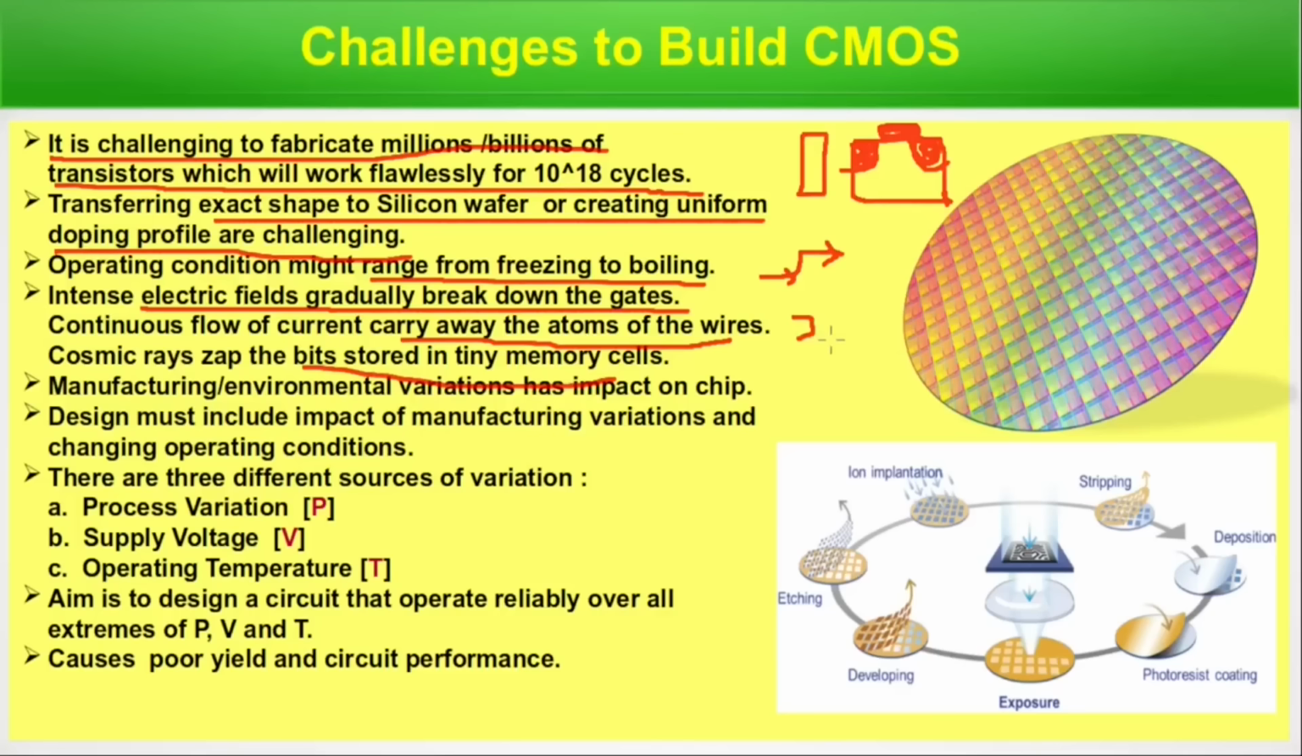Now, another issue is cosmic rays zap the bits stored in a tiny memory cell. Memory cells are there and each of them has some bit stored in it. So a stored bit can be changed because of interference of cosmic rays. That could be a challenge.